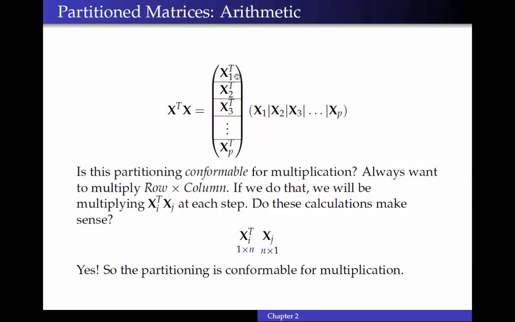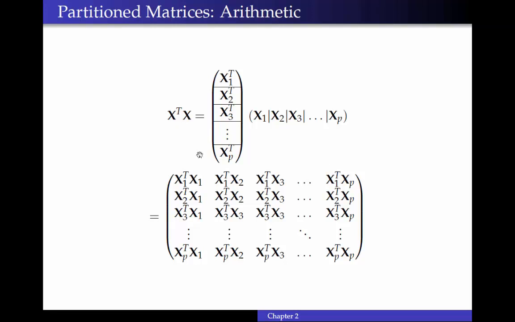And this looks like the form of an outer product. So we know that when we multiply this column times a row, what we're going to get is a larger matrix. So first row times first column, X1 transpose X1. Row times next column, X1 transpose X2. And so forth, carving out this large P by P matrix.